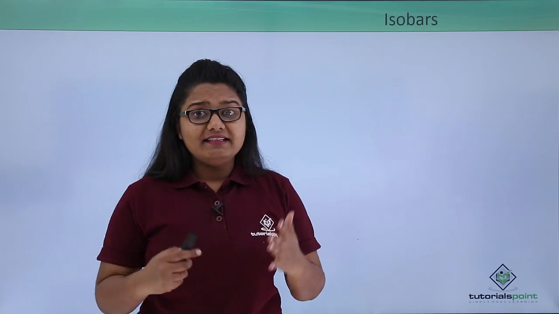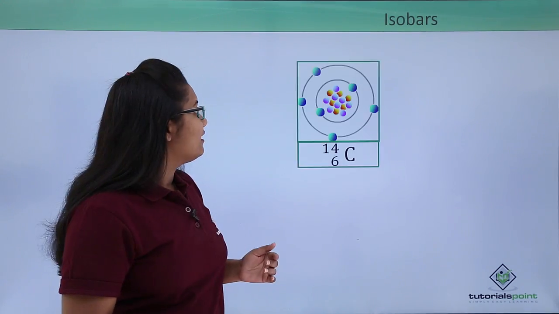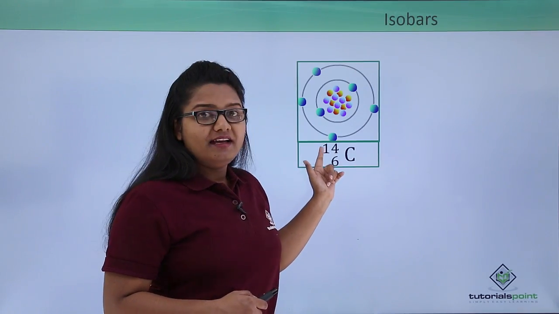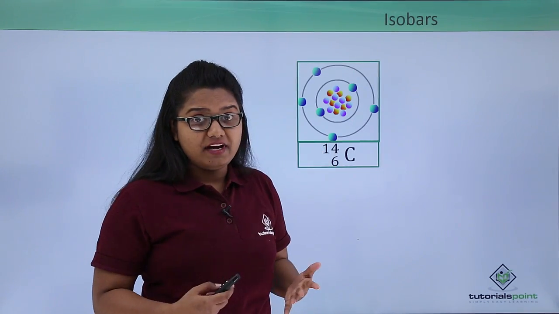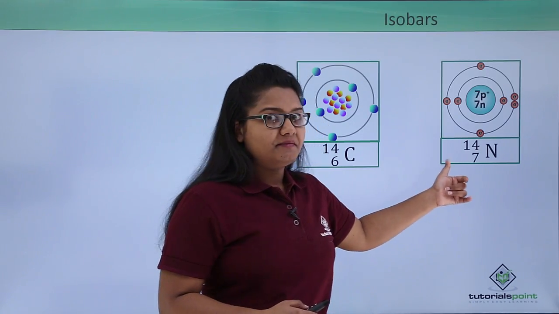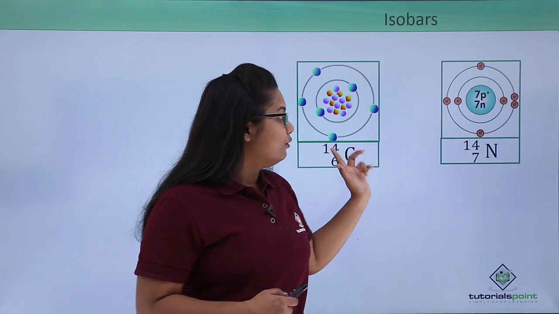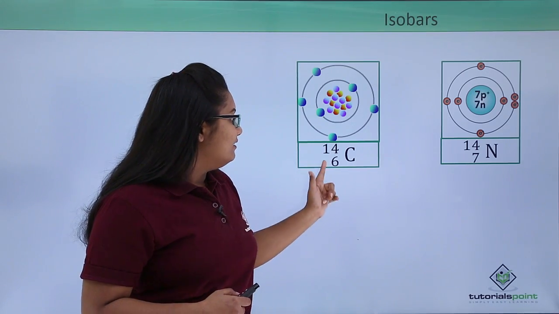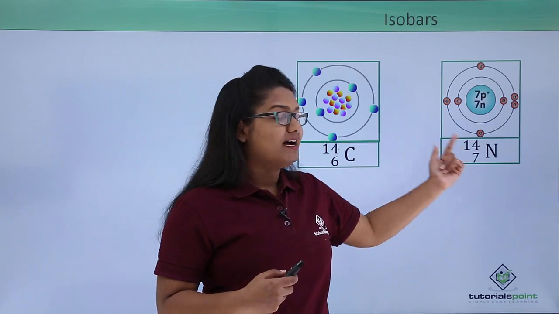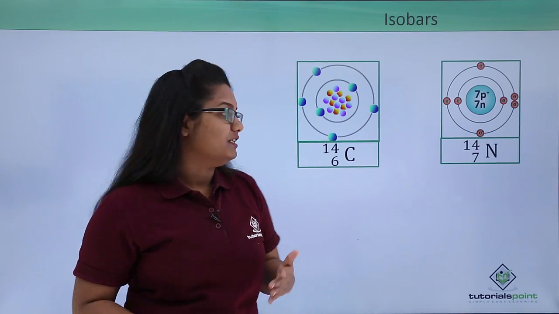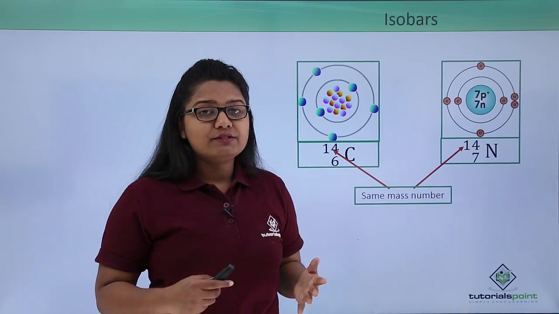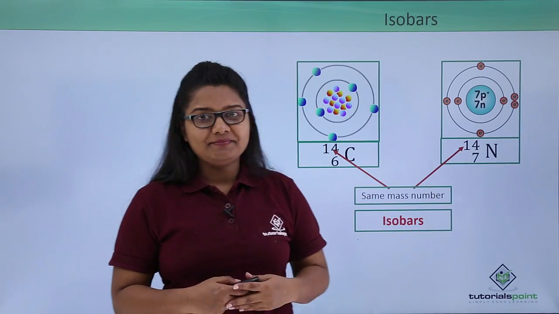Now let's take another example for a better understanding. I have an atom of carbon, which is carbon 14. We know that this is an isotope of carbon, that is carbon 14. And another atom of nitrogen. And we again see in both of these atoms that their atomic numbers are different, but their mass numbers are exactly the same, that is 14. So this pair of atoms are also called isobars.